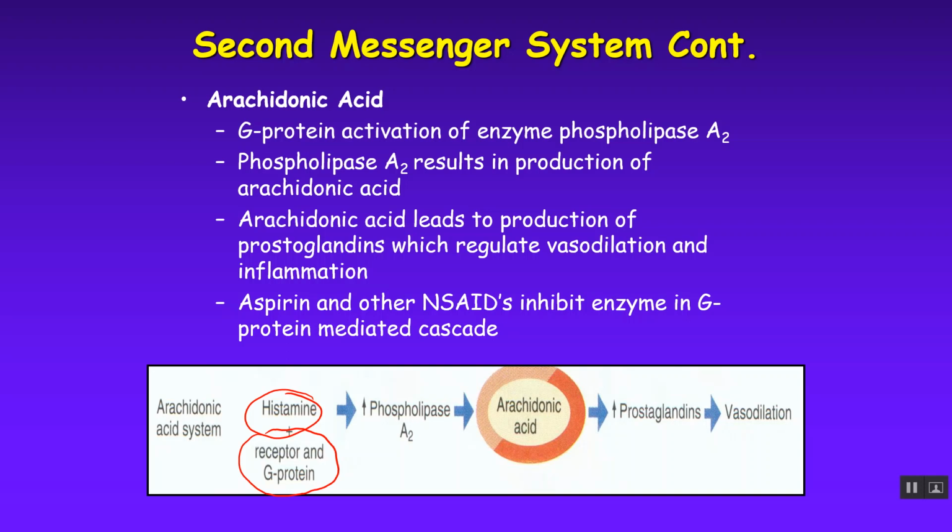This histamine's going to bind to receptors on other cells that are nearby. It's going to bind to a G protein-mediated receptor, and when you activate the G protein within that cell, it causes phospholipase A2, which is another enzyme, to make arachidonic acid. So now arachidonic acid is our second messenger. Arachidonic acid will go and increase production of what are called prostaglandins, and then that causes vasodilation.